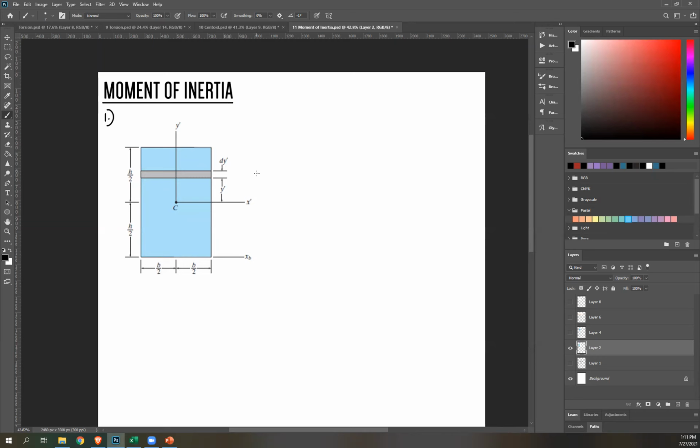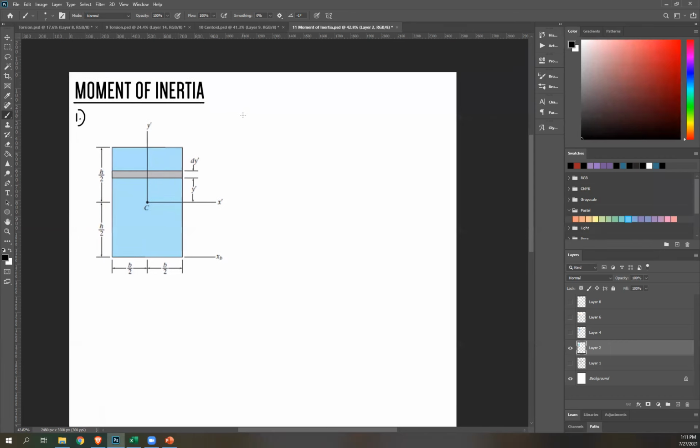To do centroidal moment of inertia, let's first take an element. Since our equation is Ix bar equals integral of y squared dA, we're going to choose a differential area. It's already shown here. This is your differential area. So y squared, and then the equation for your differential area. This is a rectangle. I chose a rectangular element.